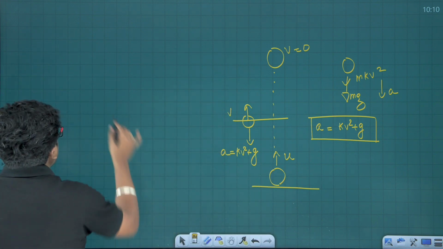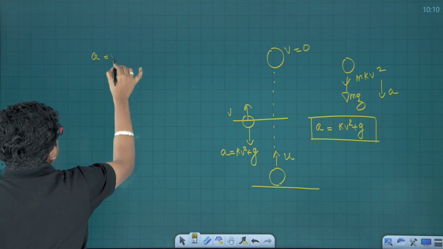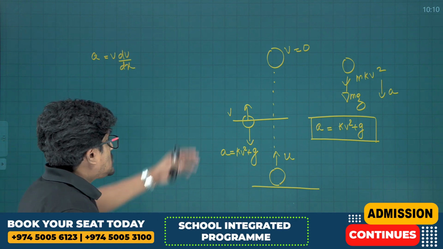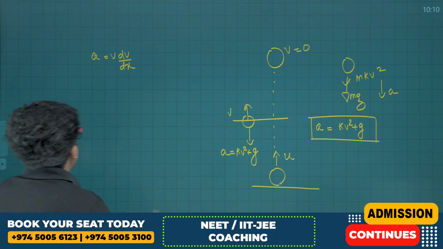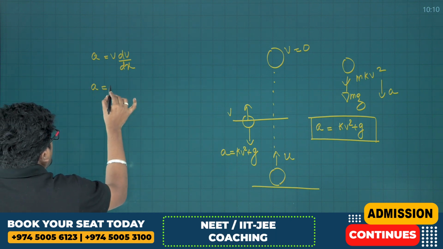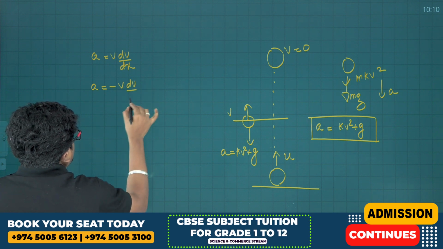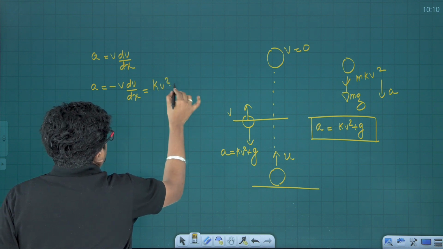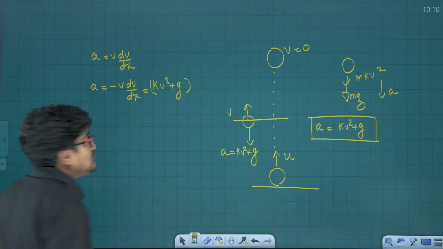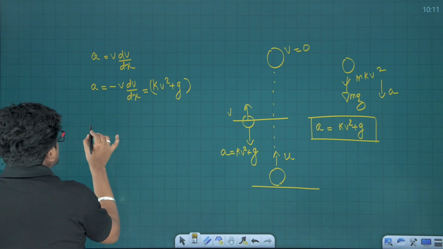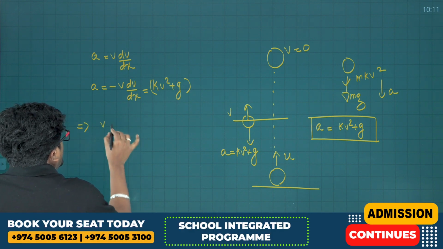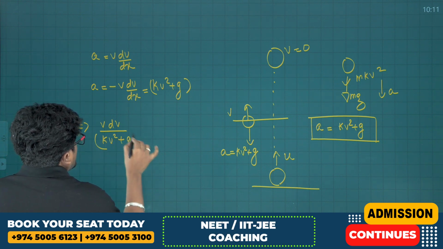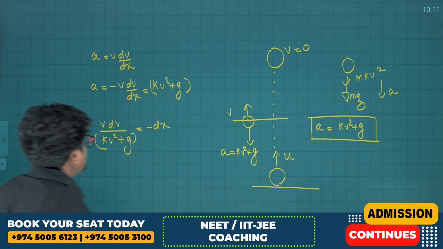And we all know that acceleration A is v into dv by dx. So here dv by dx is negative. So I need to write this as A is equal to minus of v into dv by dx, that is equal to k into v square plus g. Now if I rearrange this, I can mark this as v into dv upon k into v square plus g, that is equal to minus of dx.